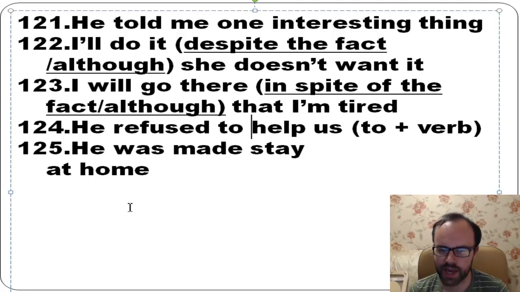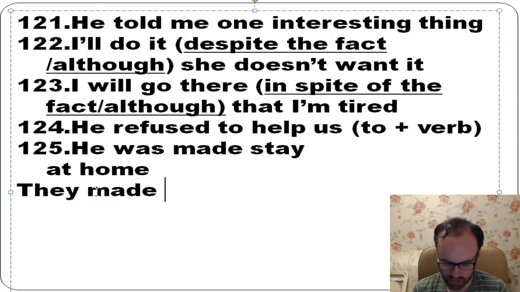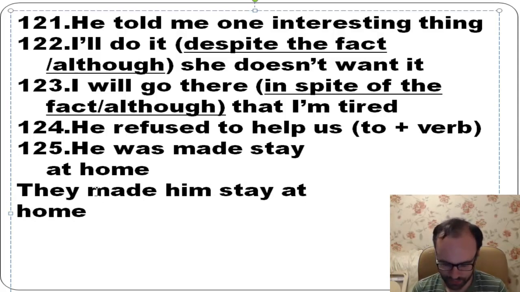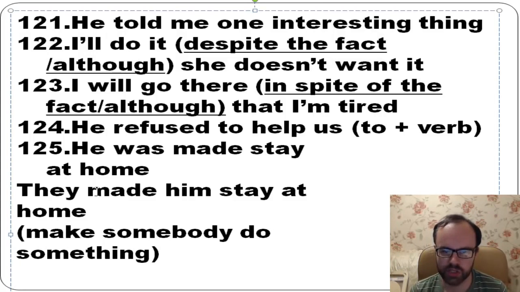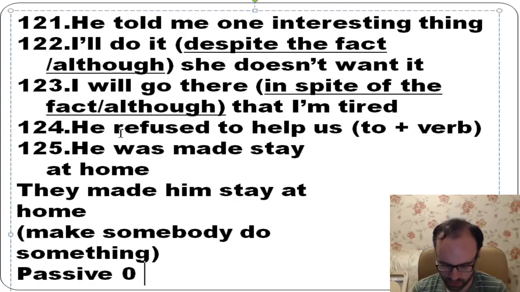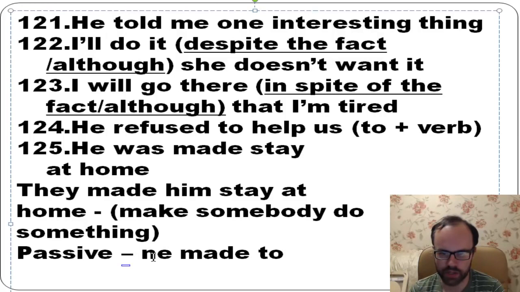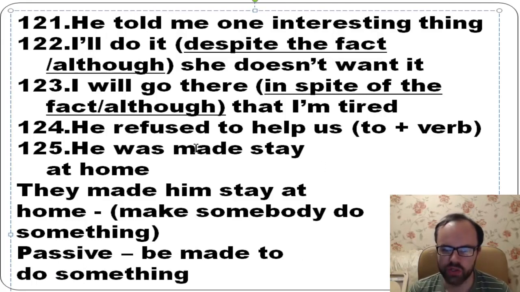He was made stay at home. So what is it? You know that we talked about the structure, and you can say they made him stay at home. So we have this structure, make somebody do something, make somebody do something. But if it's passive, we say be made to. Okay, be made to do something. So he was made to stay at home. So they forced him to stay at home.